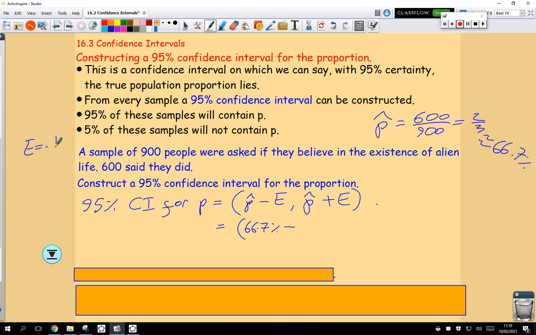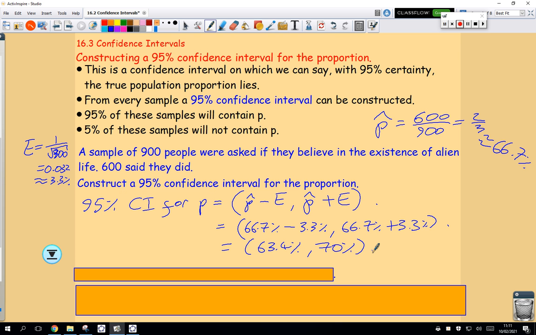Well, it's equal to 1 over root 900, which is 1 over 30, or 0.033, which is about 3.3%. So my confidence interval goes from 66.7 minus 3.3 up to 66.7% plus 3.3%. So my confidence interval is going to be this. That'll go from a low of 63.4% up to a high of 70%.